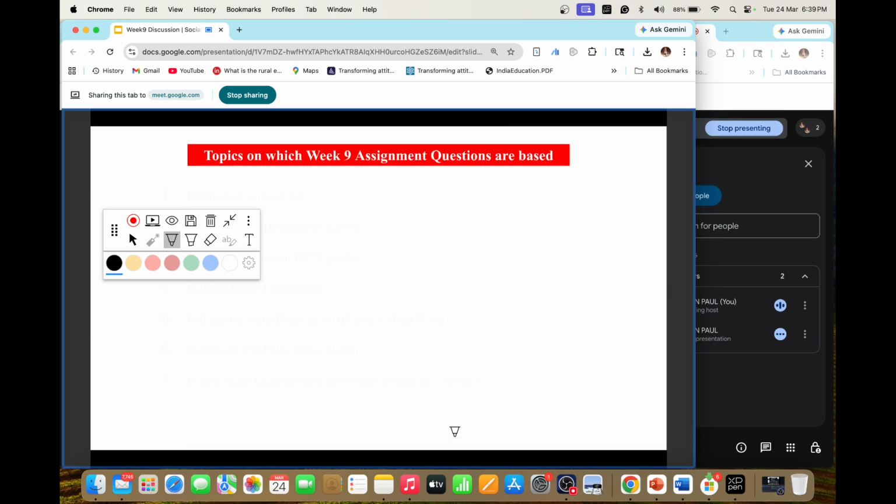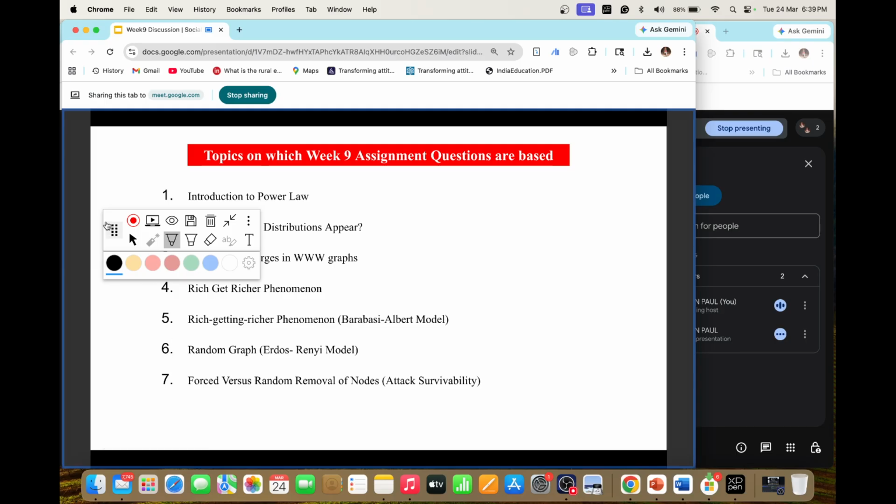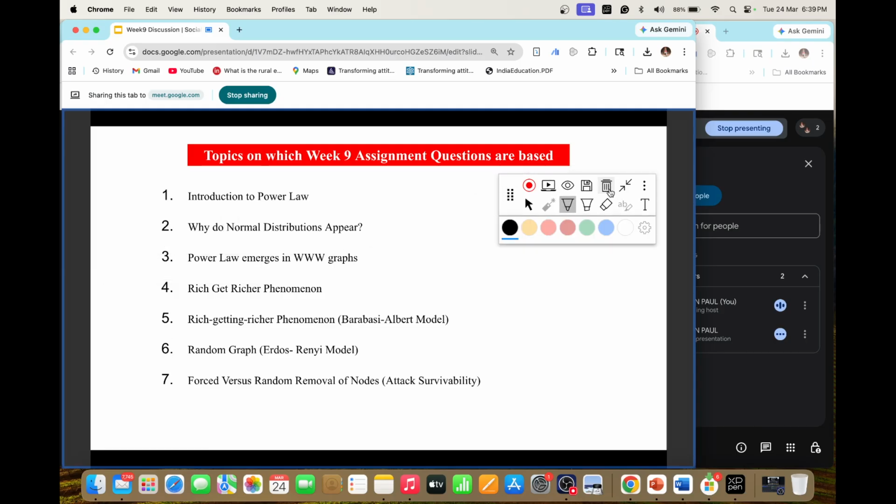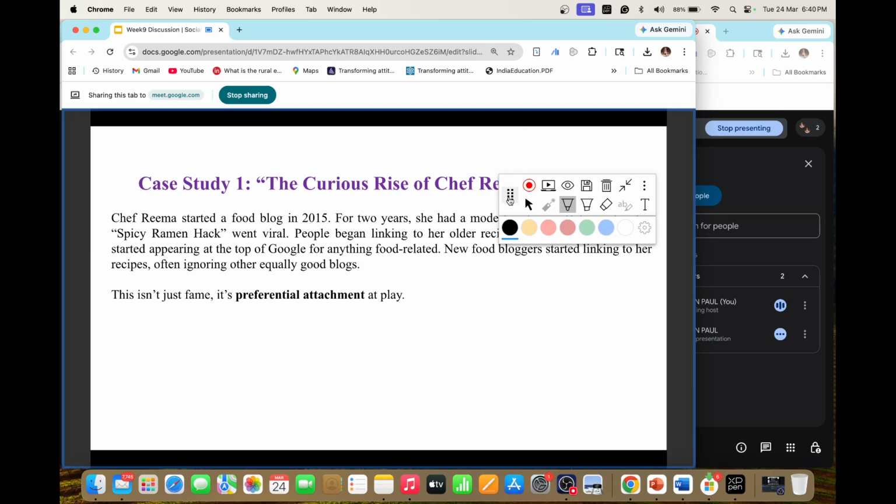Now we will be talking about topics on which week 9 assignment questions are based: introduction to power law, why the normal distribution appears, power law emerges in the WWW graph, rich get richer phenomena, the BA model, the ER model, and then we have targeted versus random removal of nodes, attack survivability. Okay, so this is the first case.